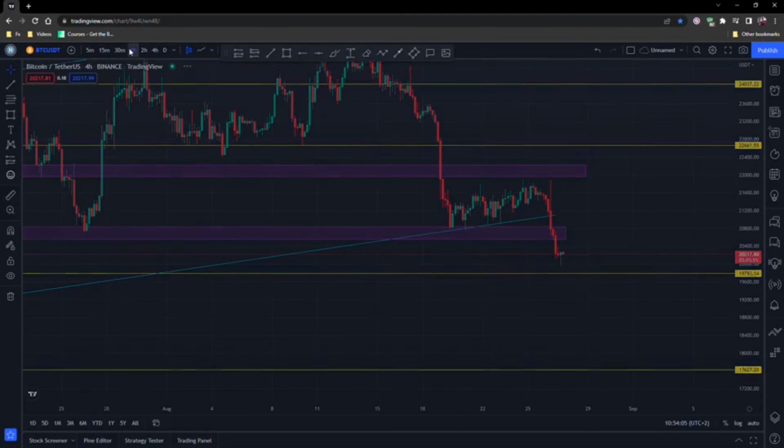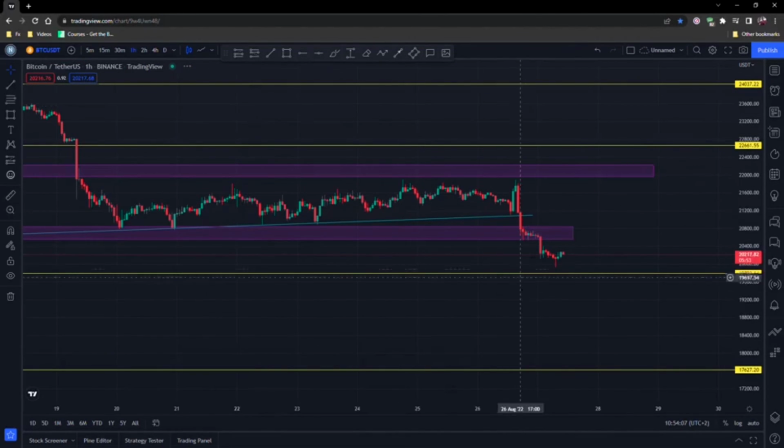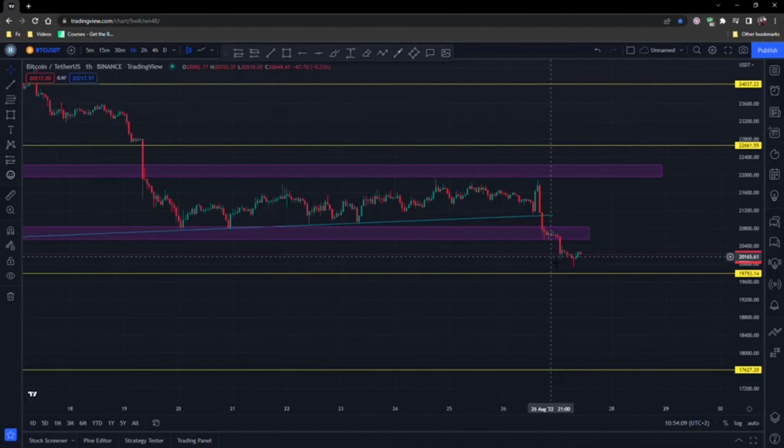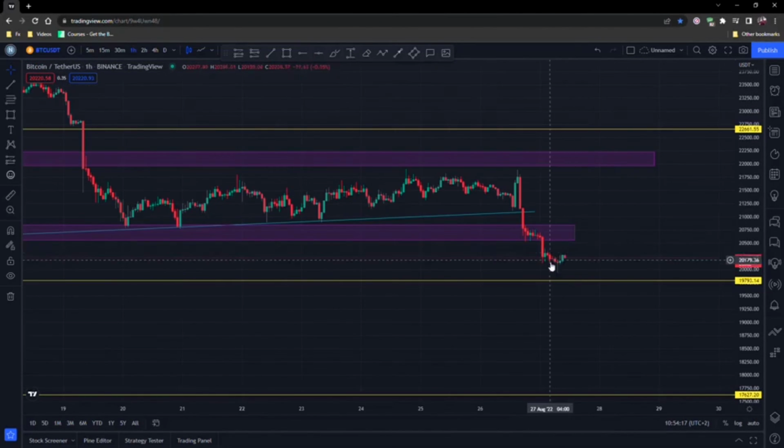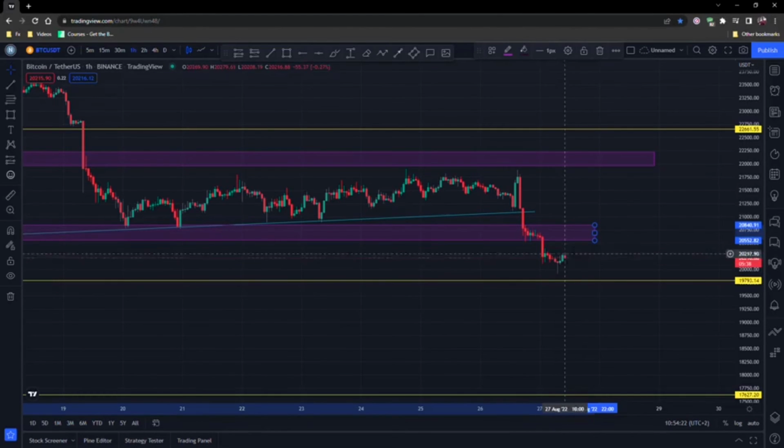Let's go to the hourly. As you can see right there on the hourly, you can see those small movements, and it's a lot of indecision, right? So now we can expect a retest to come back, hopefully in the next few days, a retest onto this resistance area before coming back to retest this support area.